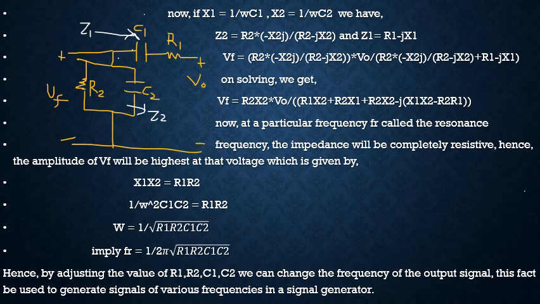Hence by adjusting the value of R1, R2, C1, C2, we can change the frequency of the output signal. This fact is used to generate signals of various frequency in a signal generator. For example, in a signal generator, we can use the knob to basically tune the capacitance, and by tuning the capacitance we can change the frequency of the output signal. So here, hence the Wien Bridge oscillator can be easily used for the signal generator.